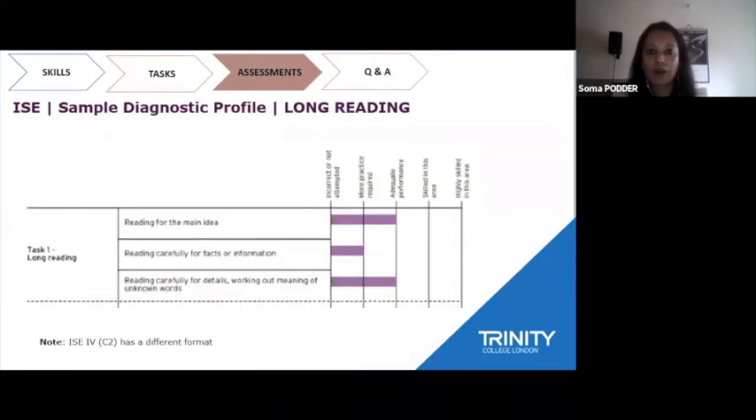What you have on the screen is a candidate's diagnostic profile in the first task in the reading and writing module. And as you can see, this particular candidate has done quite well with reading for the main idea and reading carefully for details, but not so much with reading carefully for facts or information. So isn't this amazing? I understand that it's important to get certificates, but for an LSRW qualification, you also need to know where you need to focus so that you improve. You also need to know which areas you've done well with. So the diagnostic profile is brilliant that way.